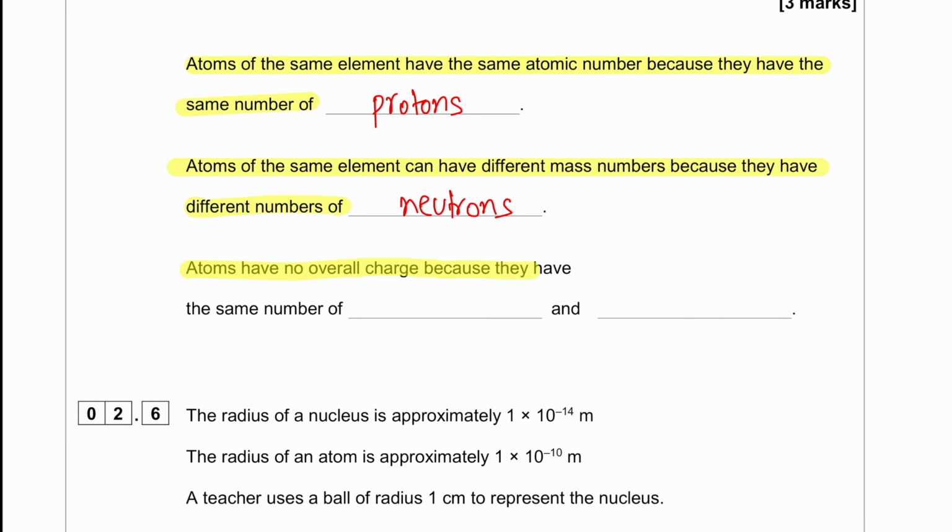Atoms have no overall charge because they have the same number of protons and electrons.